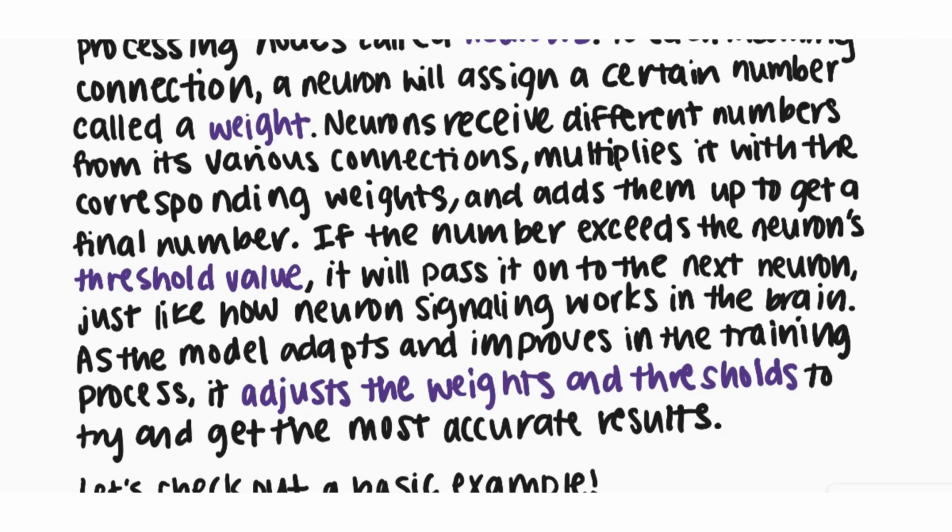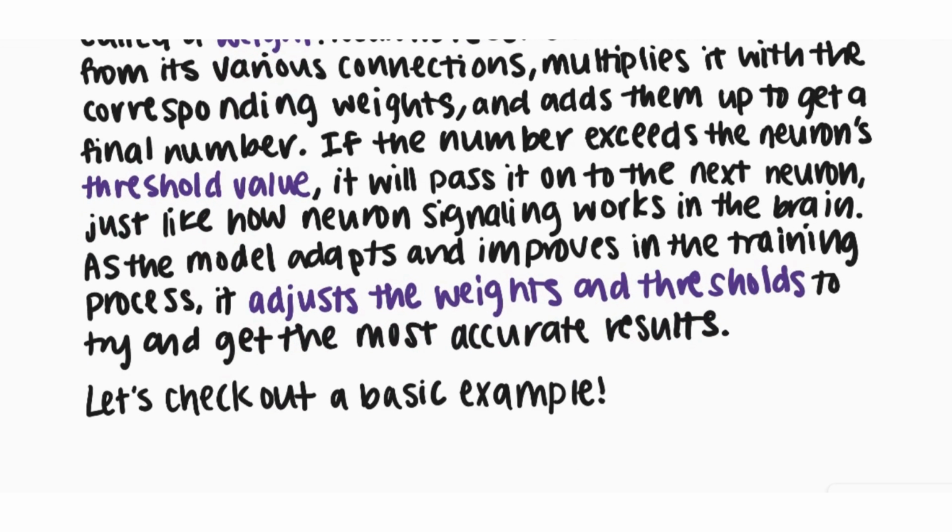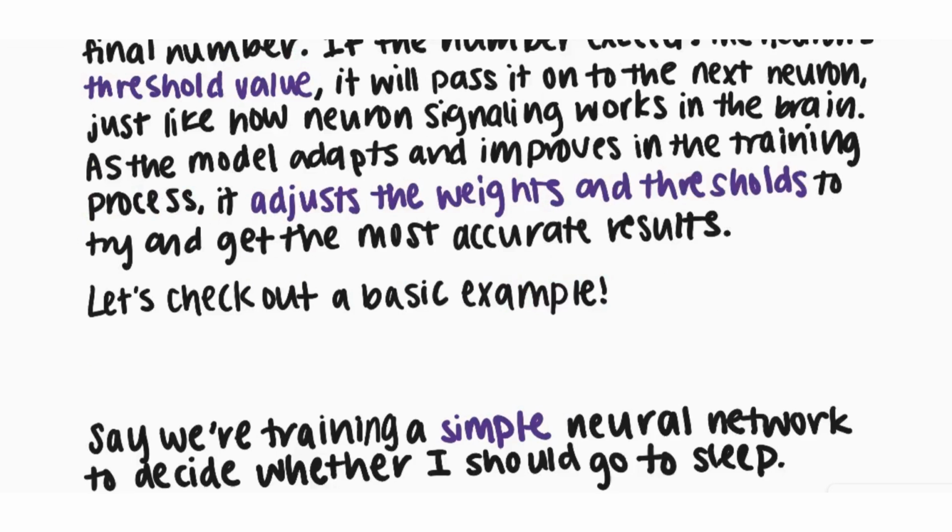Except instead of passing numbers back and forth, the neurons instead pass neurotransmitters, which are special chemicals that signal different things. And as the model adapts and improves in the training process, it's going to adjust the weights and thresholds to try and get the most accurate results. So let's check out a basic example of this in action.